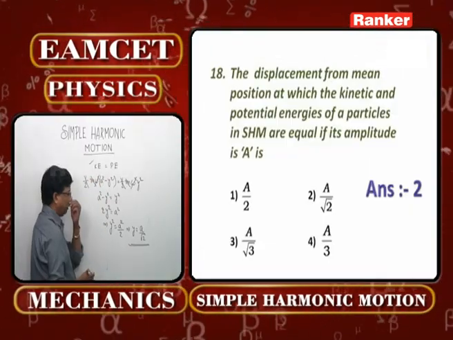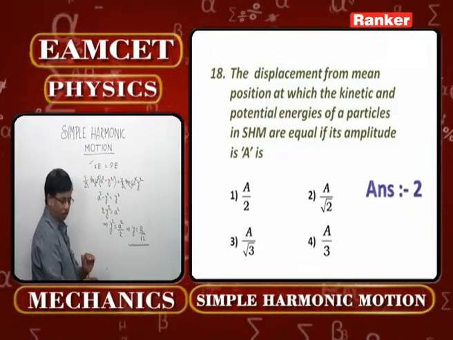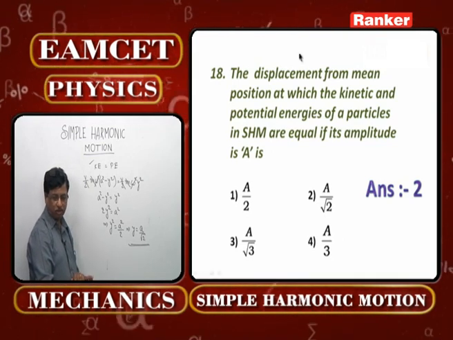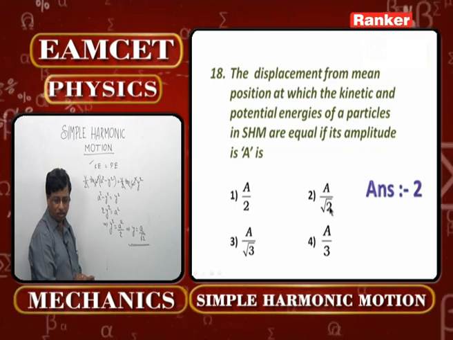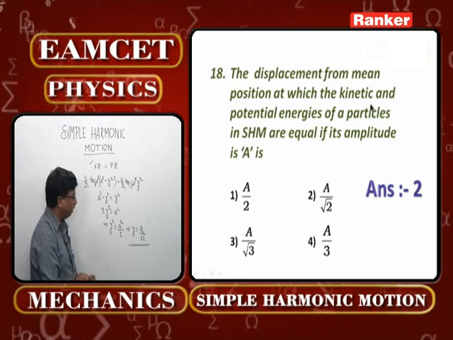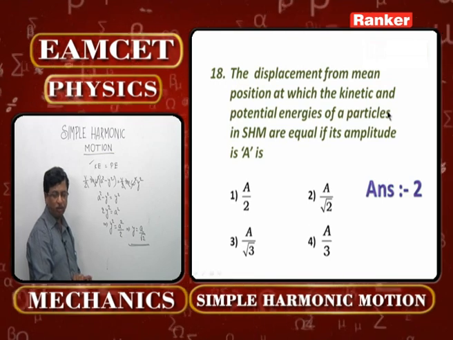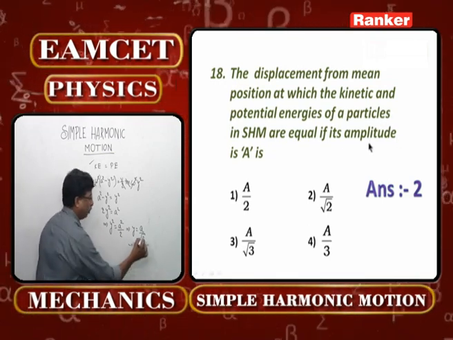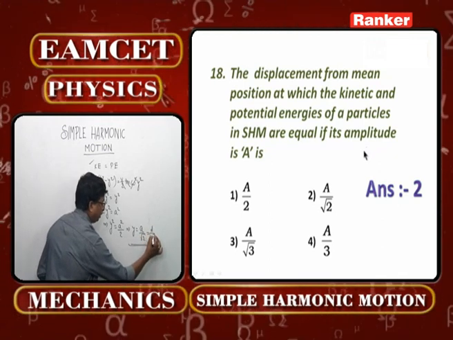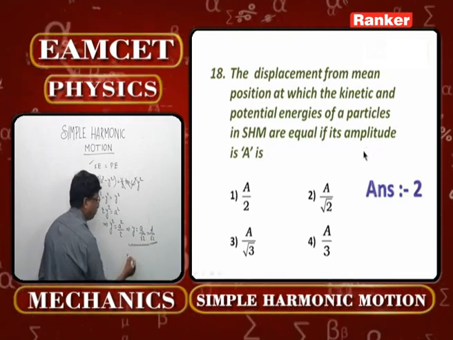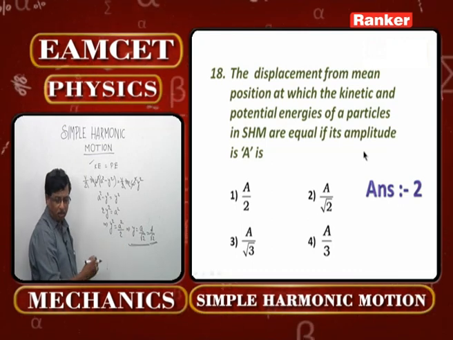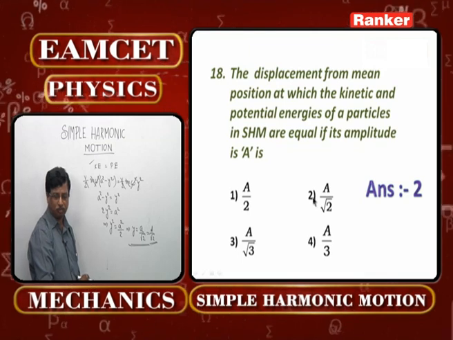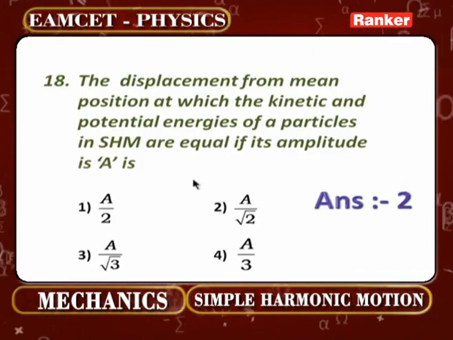The same question has been asked repeatedly, 2 times earlier, in different EAMCET papers. So it is one of the excellent questions: at what displacement the values of kinetic energy and potential energy of the particle in SHM are going to be equal numerically. In this problem, of course, amplitude is given as a capital A. Therefore, your option automatically will be capital A by root 2. The second option is the correct option for us. That is question number 18. Now look at the next number, please.